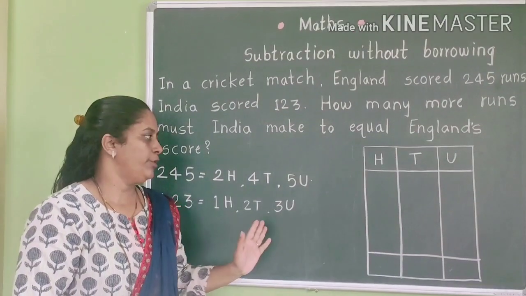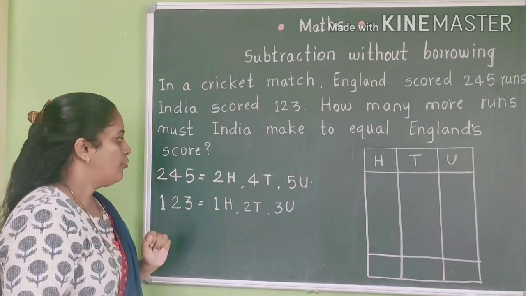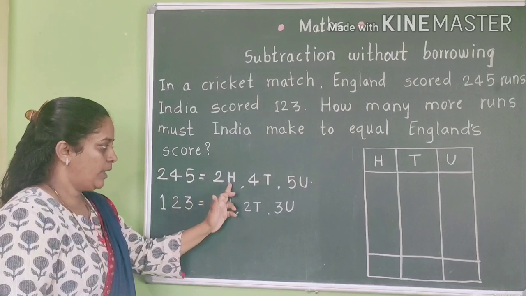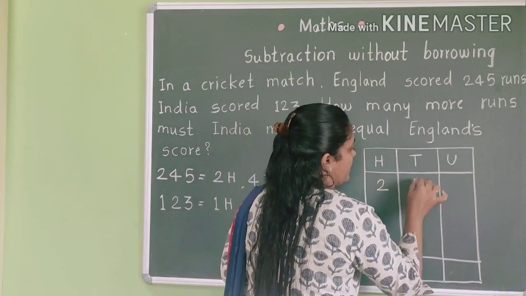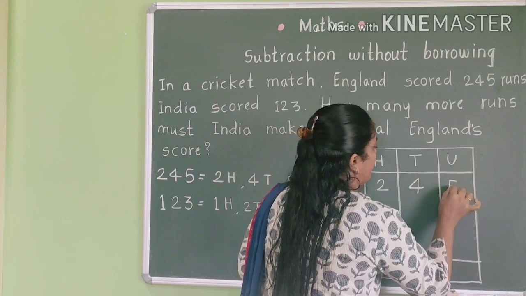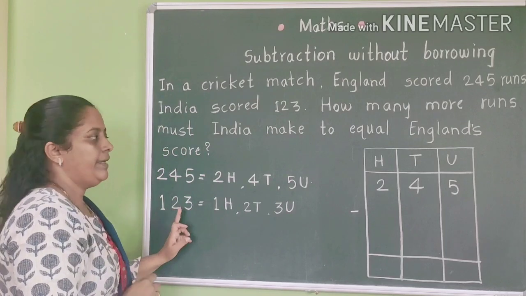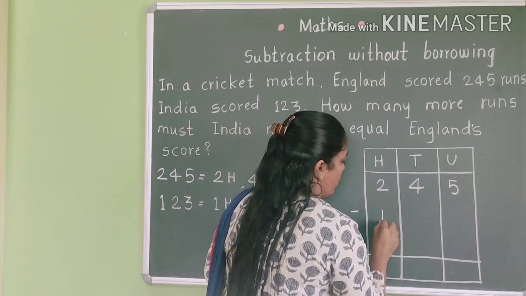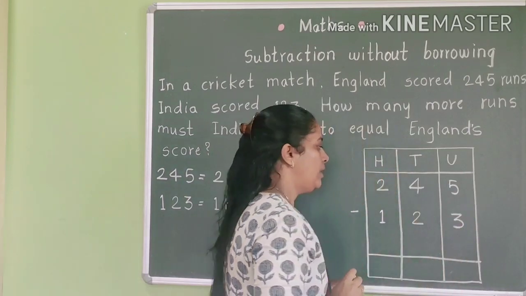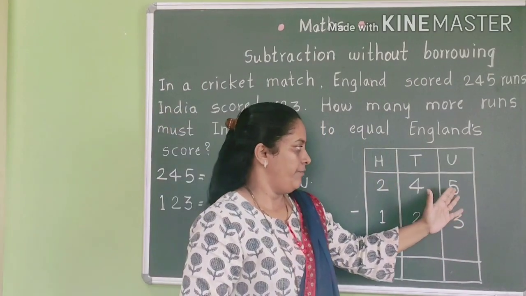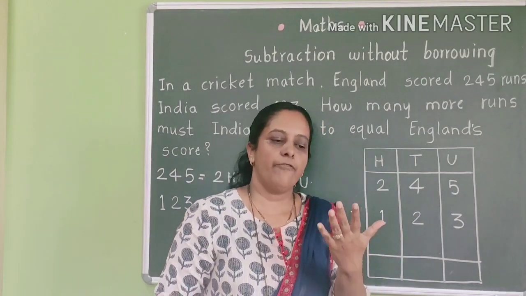Now we are going to solve it with numbers directly. Here we have 245. There are 2 hundreds, 4 tens and 5 units. We will write here 245 minus 123. So let's subtract. We have 5 units and we have to subtract 3 from 5.